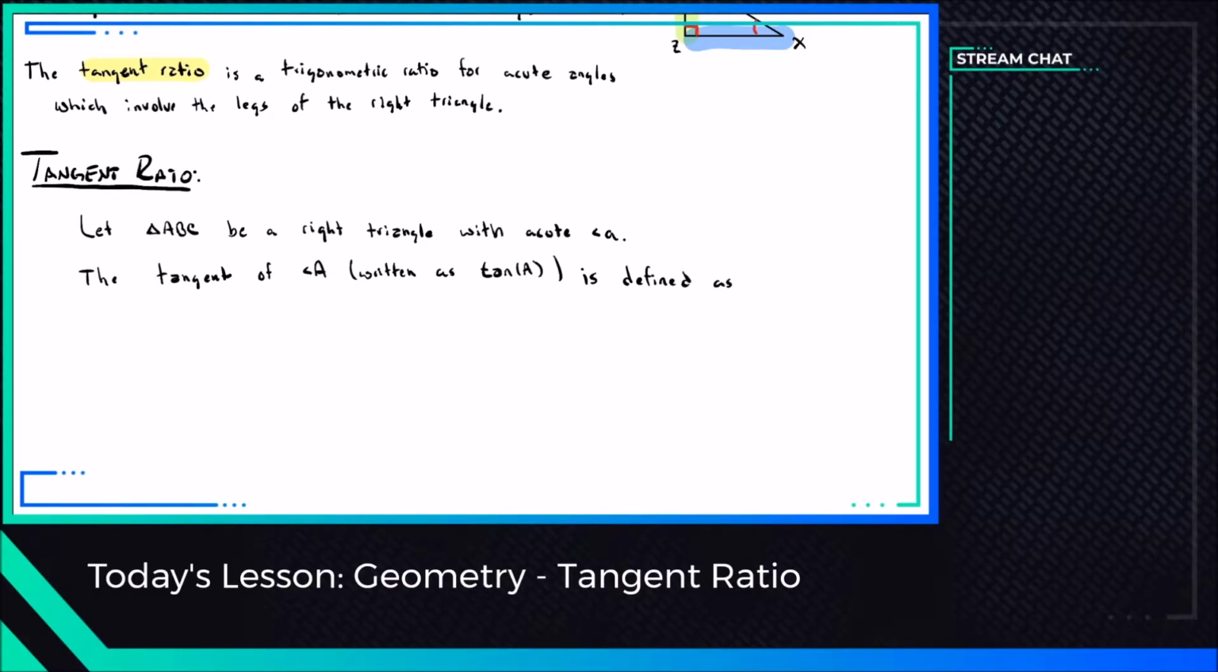The tangent of A is equal to the length of the leg opposite angle A divided by the length of the leg adjacent to angle A. And so if we were to draw this triangle, I'm going to color code this triangle now that we're finally drawing it.